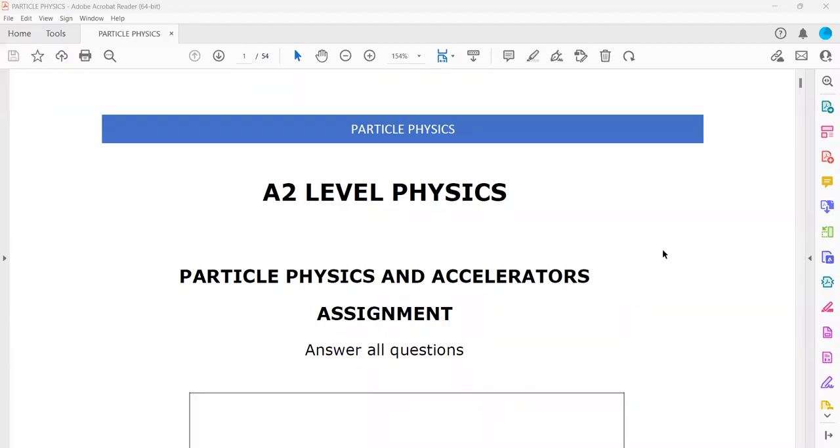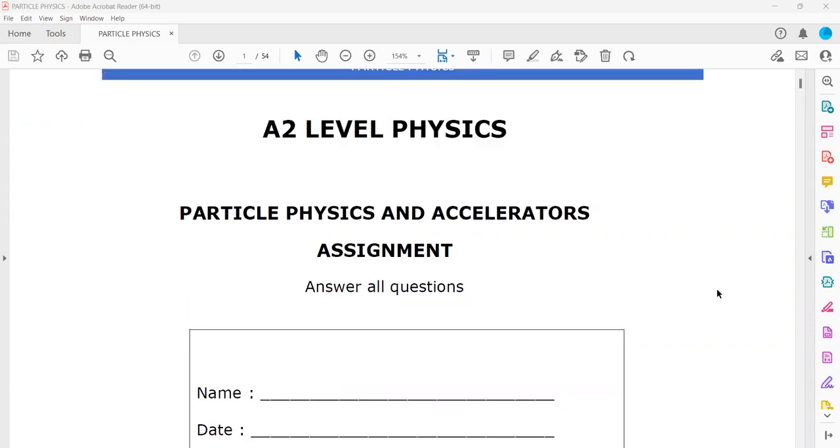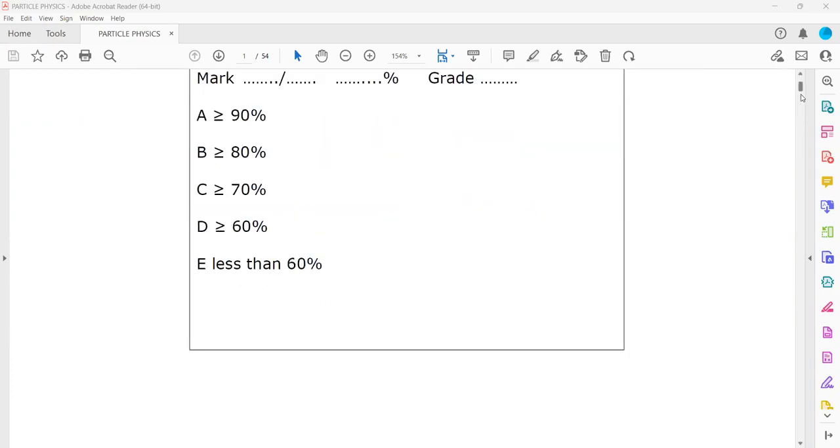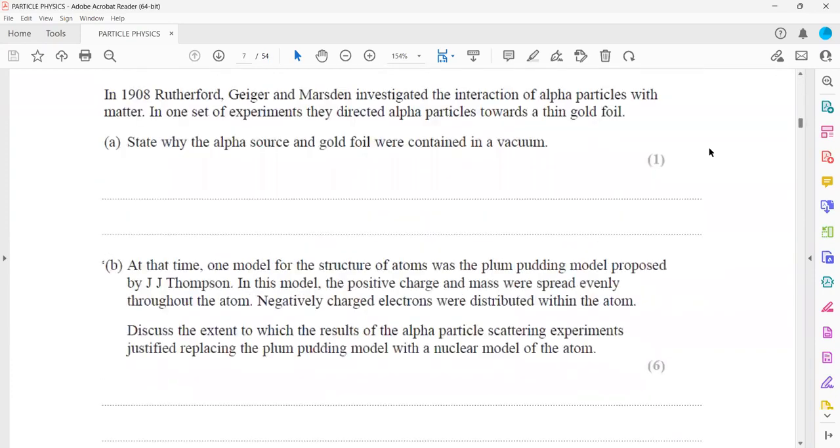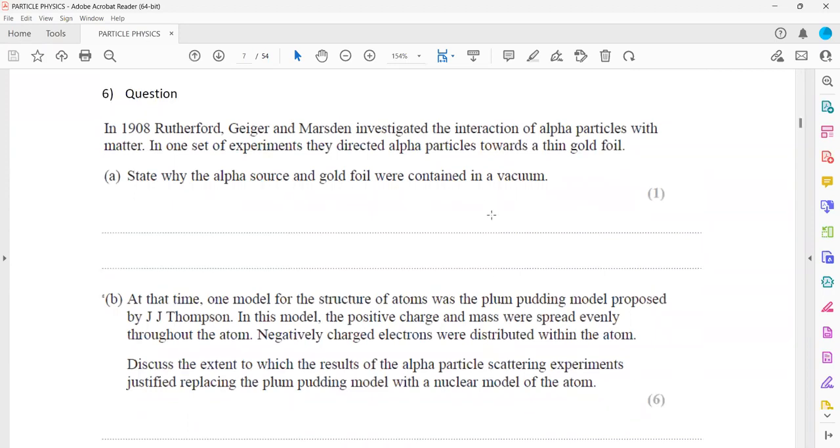So the assignment, particle physics and particle accelerators. I discussed the first five questions from this assignment last session. And question six: in 1908, Rutherford, Geiger, and Marsden investigated the interaction of alpha particles with matter. In one set of experiments, they directed the alpha particles towards a thin gold foil. State why the alpha source and a gold foil are contained in a vacuum.